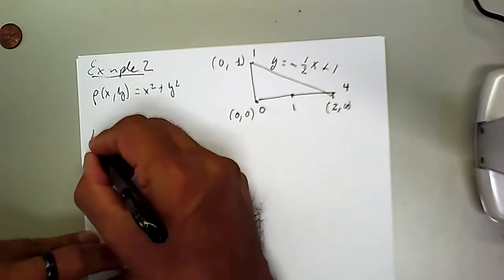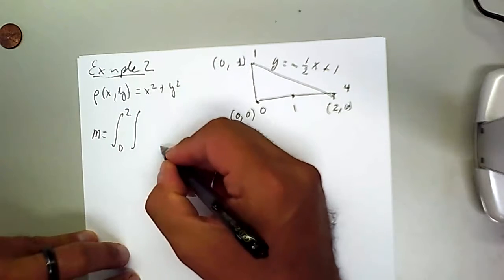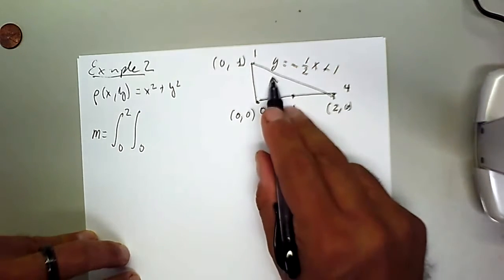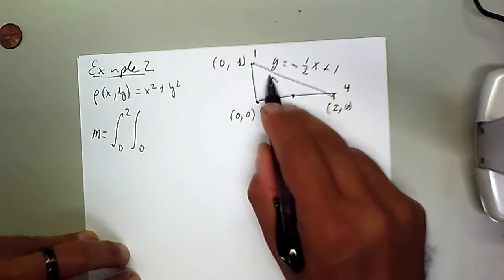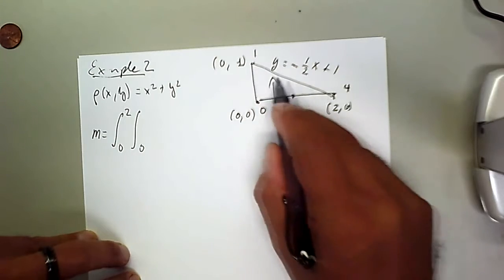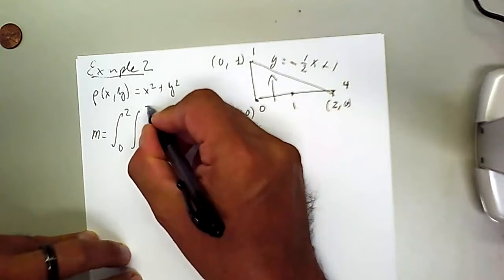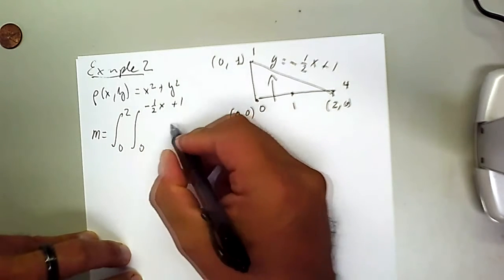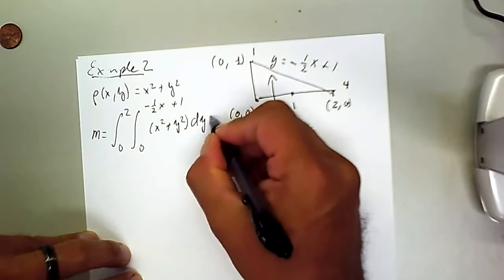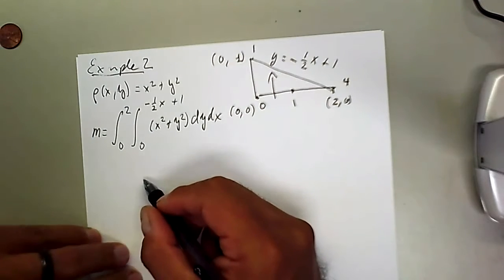Okay, so the mass, let's set this up, is the integral from 0 to 2 as before. And on the y's, we're going to go from 0, yes, but we're not going to go to 1. For each column, for each partition, we're going to stop on this boundary. So where we stop is a y value of negative half x plus 1. We're still going to integrate x squared plus y squared, which is the density, dy dx. So we're still computing the mass, just the beginning.